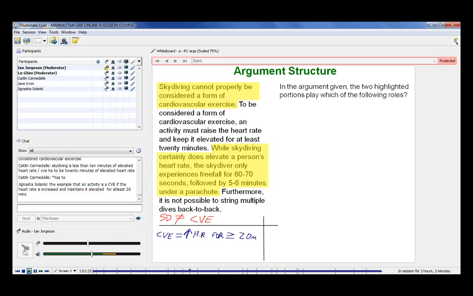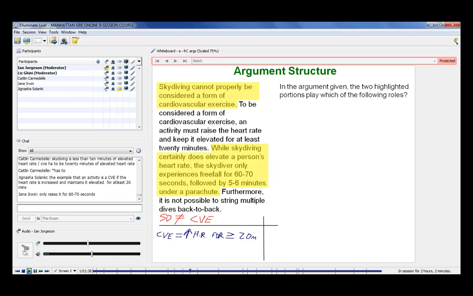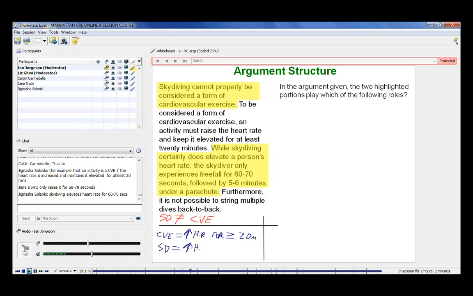Okay, what does skydiving do? We still haven't proved it, okay, so skydiving equals an increased heart rate. And it even tells us it increases the heart rate for around 1 minute. And then there's one final part, because if you increase your heart rate for 1 minute and then do it over and over and over again, you might still be cardiovascular.